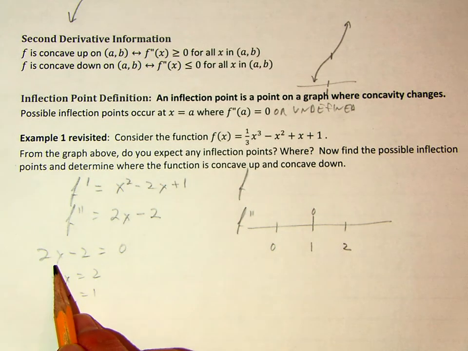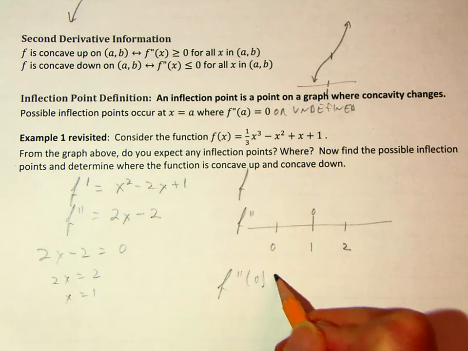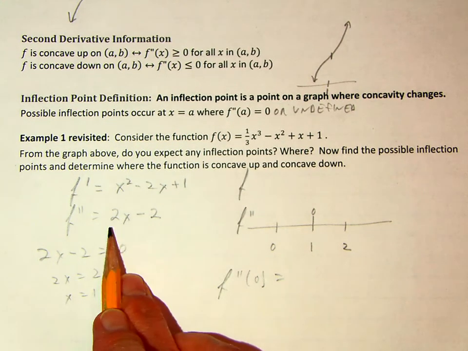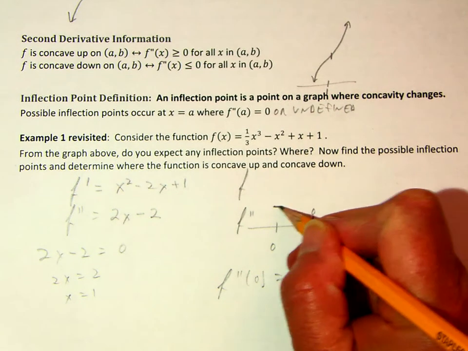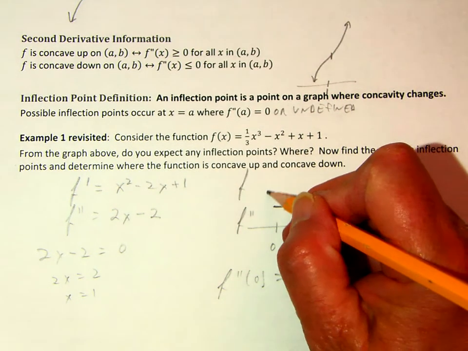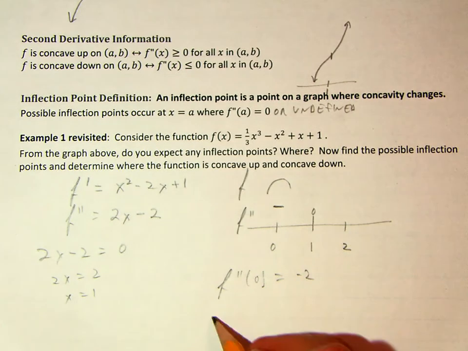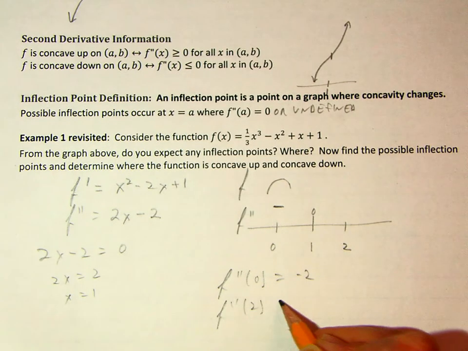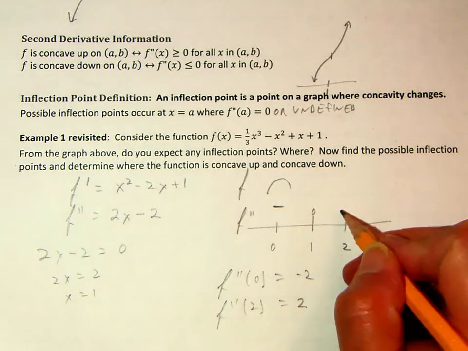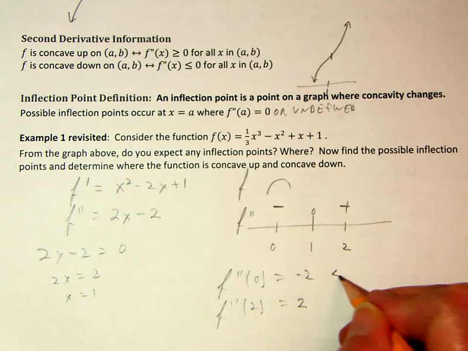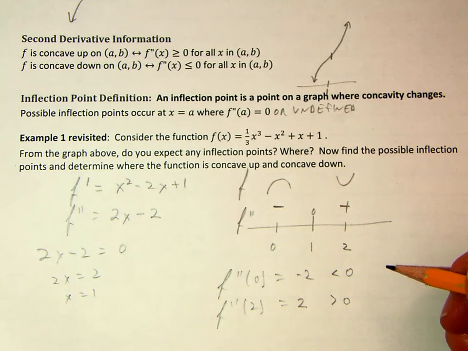So at 0, the second derivative is negative 2. So negative, which tells me concave down. And I'm going to evaluate at 2. And I sub 2 in here. 4 minus 2 is 2. So positive. So that tells me it's concave up.